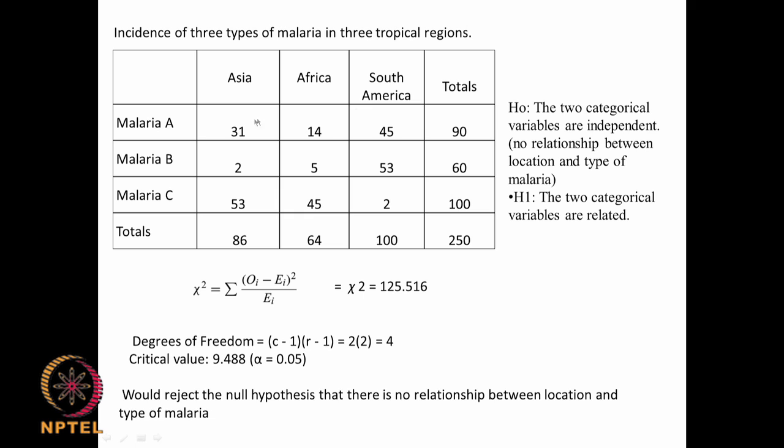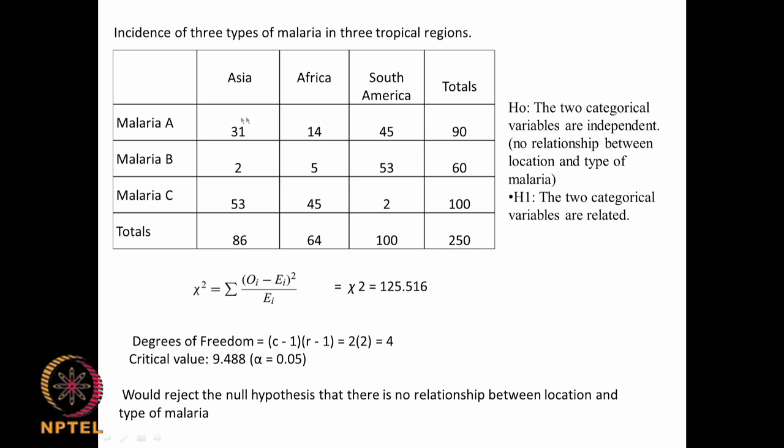So, this is the observed; expected is equally probable in all the 3 continents. Malaria A, malaria B, malaria C should be equally probable, that will be what is called expected. So, observed minus expected, square, divided by expected. So, we should be able to get the test statistic. In this particular problem we get 125.5, okay.